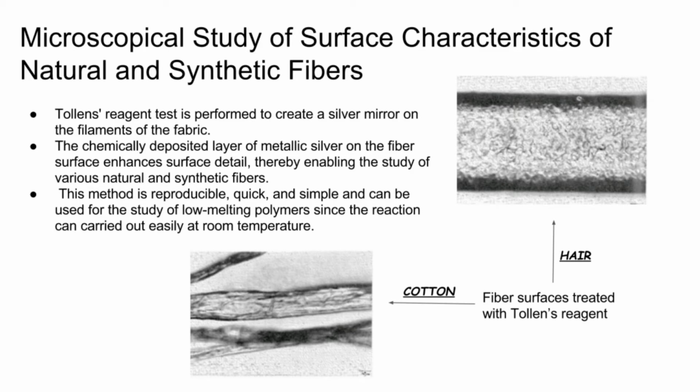Usage of Tollens reagent is very quick, reproducible, and simple, as the alternatives like aluminum, which is more commonly used, deposit a more heterogeneous layer than the silver Ag precipitate. The method of using Tollens reagent is very useful for the study of low melting polymers, since the reaction is also carried out at room temperature.